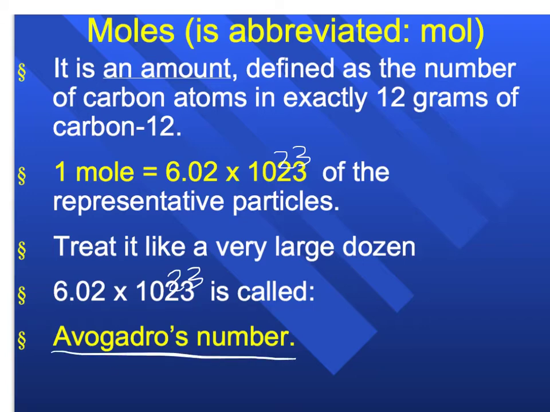So a couple quick things. A mole is defined as the number of carbon atoms in exactly 12 grams of carbon-12. Awesome, it's a factoid. This is important right here: you need this conversion factor that 1 mole is equal to 6.02 times 10 to the 23rd representative particles. And we're going to talk more specifically about what a representative particle is. You want to treat it like a very large dozen. I know it seems like a very scary number, but we'll be using the word mole just as commonly as we use the word dozen. And this value, 6.02 times 10 to the 23rd, is called Avogadro's number.